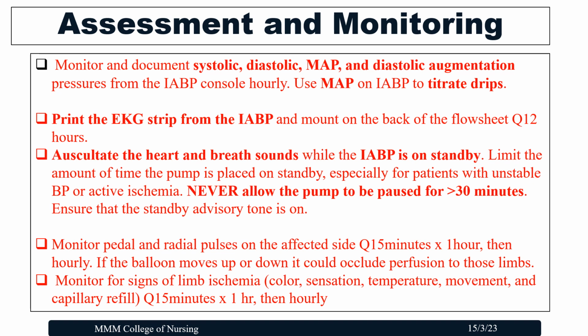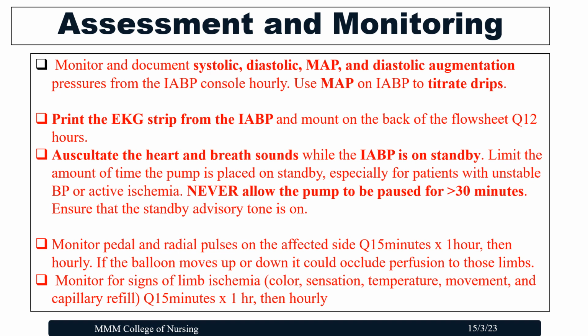Limit the amount of time the pump is placed on standby, especially for patients with unstable BP or active ischemia. We should not keep the machine on standby for a long period. Never allow the pump to be paused for more than 30 minutes. Ensure that the standby advisory tone is on. Monitor the pedal and radial pulses on the affected side every 15 minutes for 1 hour and then hourly. If the balloon moves up or down, it could occlude perfusion to those limbs, so monitor for signs of limb ischemia.